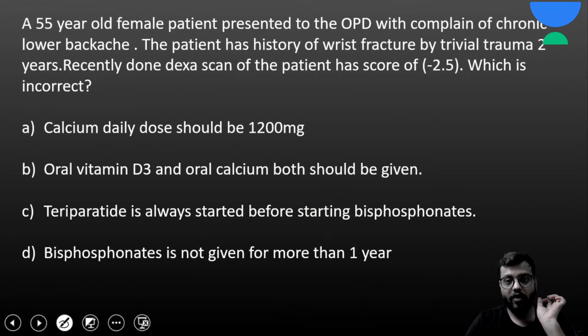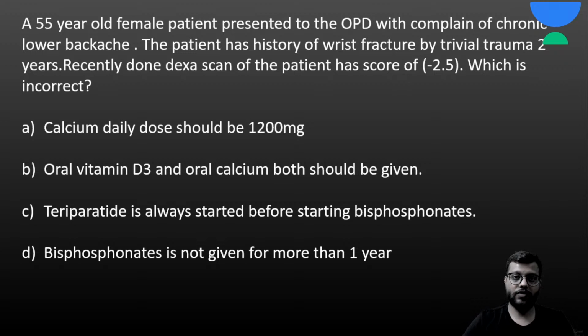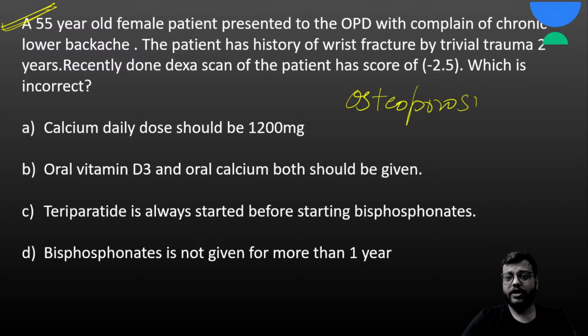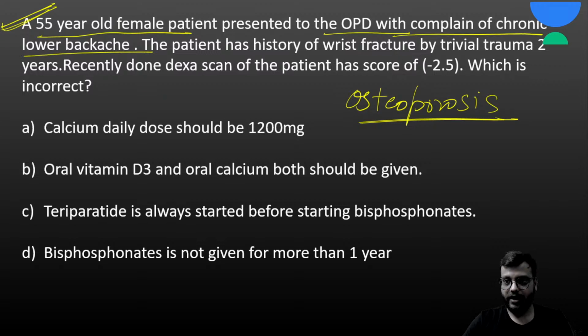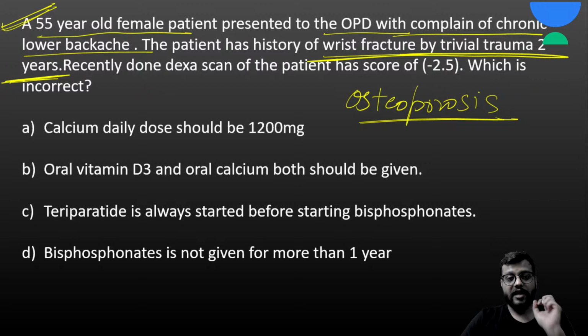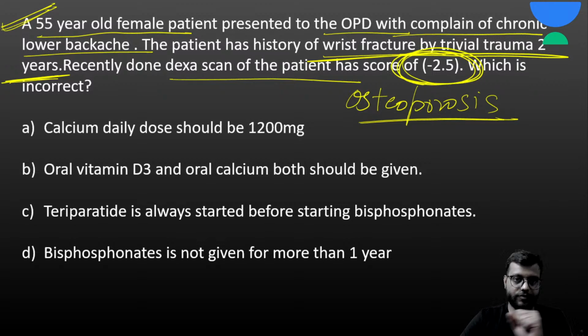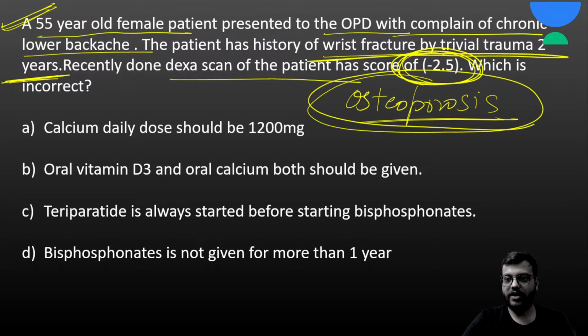Now another very good clinical scenario based question. It was more of an excluding kind of question, on osteoporosis, a very important topic. The history was of a 55-year-old female patient presented to the OPD with complaint of chronic lower backache. The patient has a history of wrist fracture by trivial trauma 2 years ago, and recently a DEXA scan was done and the score was -2.5. Which is incorrect? The diagnosis here is very simple, that is osteoporosis.